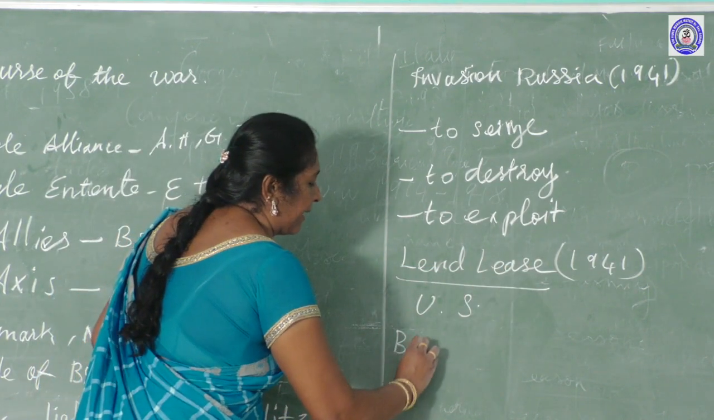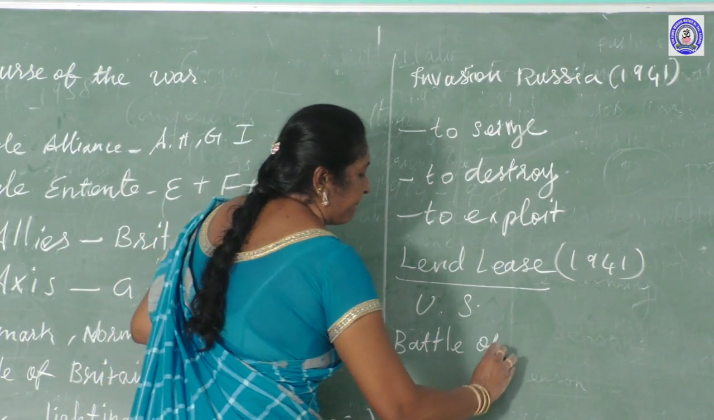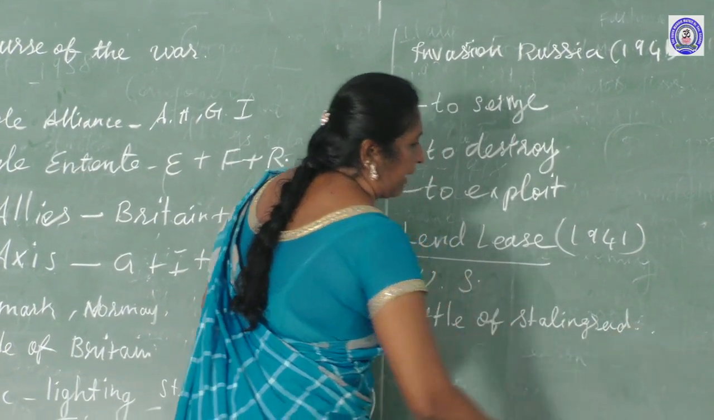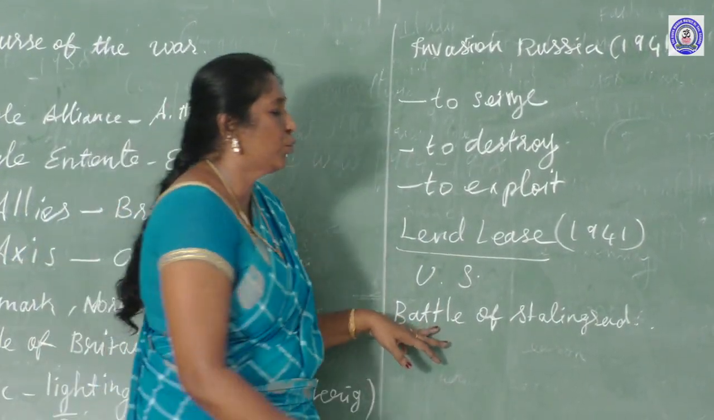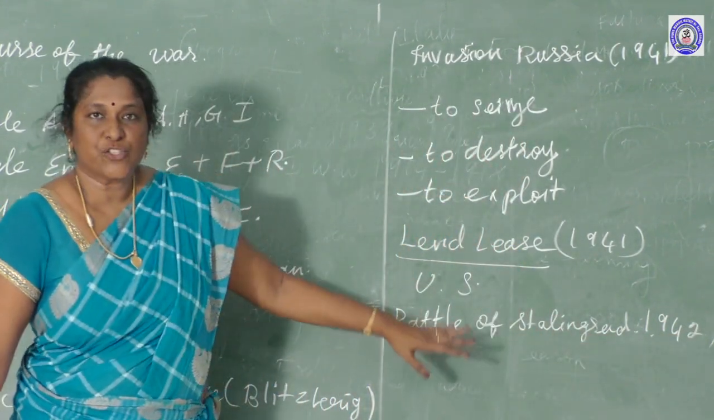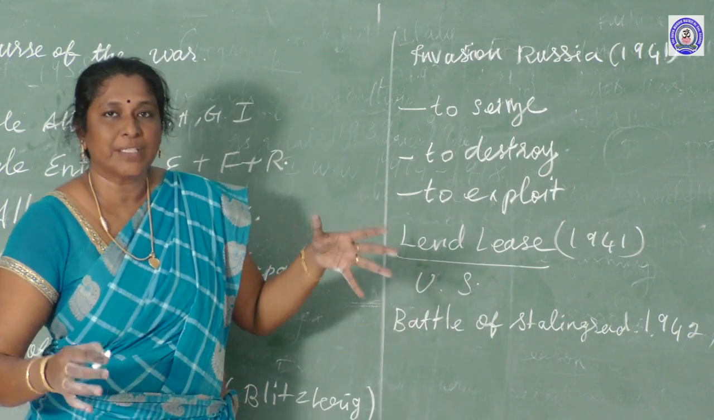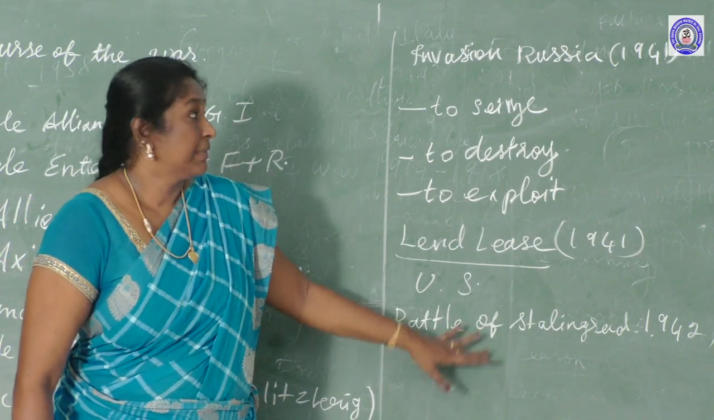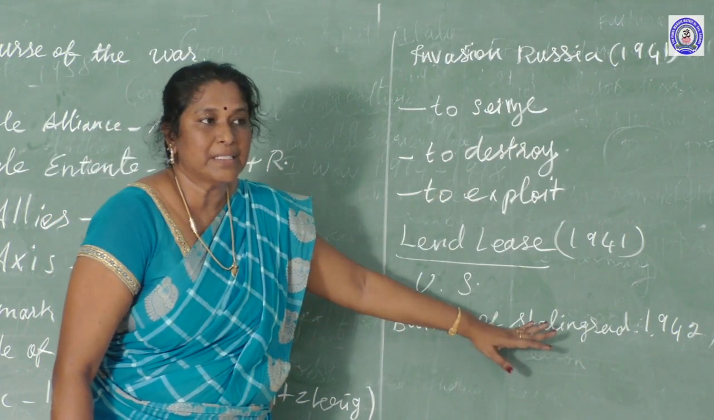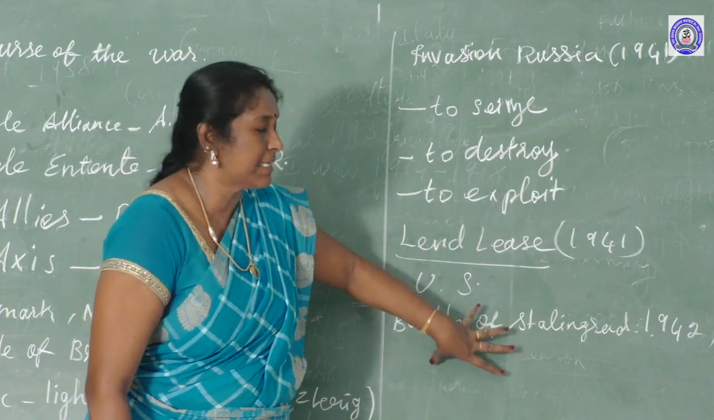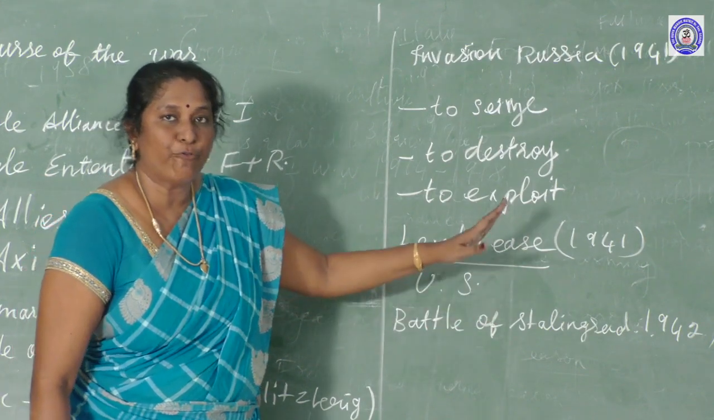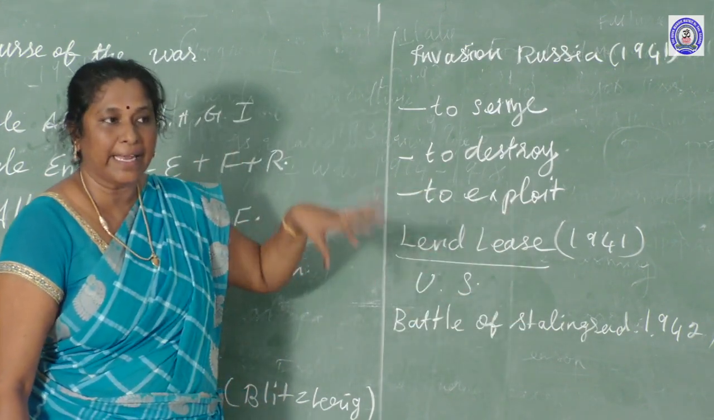Next, the Battle of Stalingrad, 1942. In Russia, Stalingrad was a large industrial city. In Russia only, Germany occupied the place, that Stalingrad also. What was the reason Germany occupied Stalingrad? That was a large industrial city. Now in 1942, the German attack on Stalingrad.